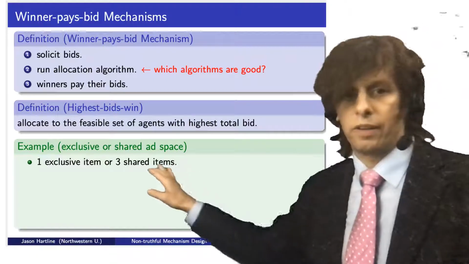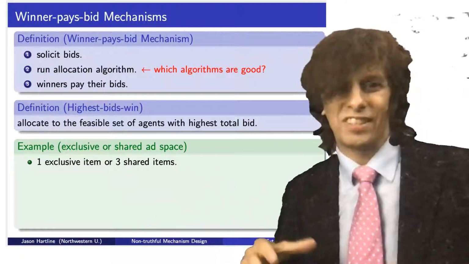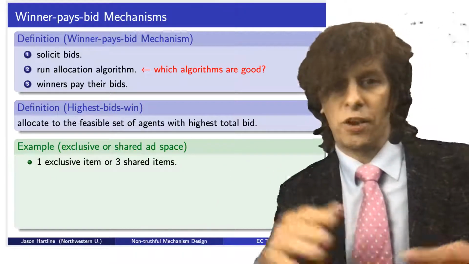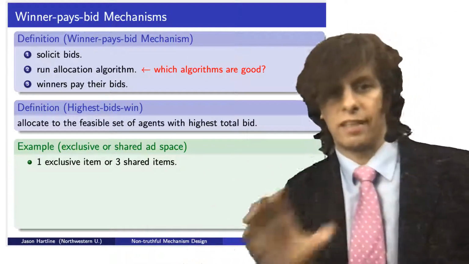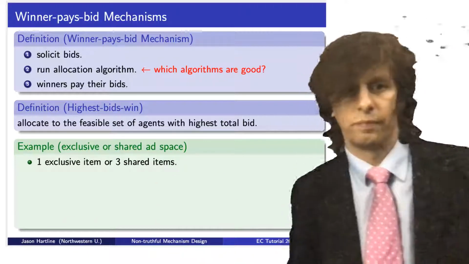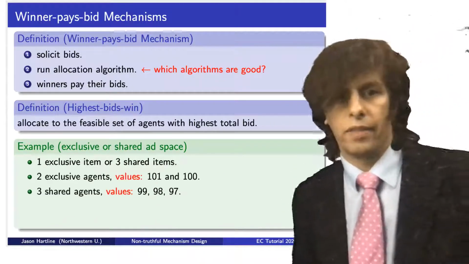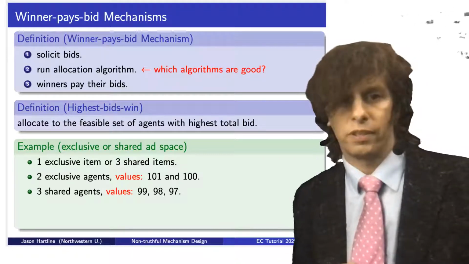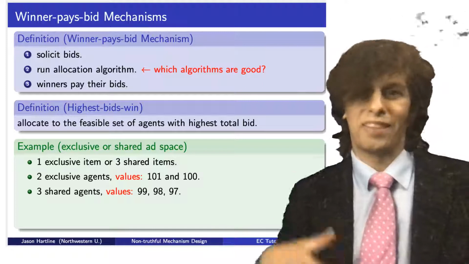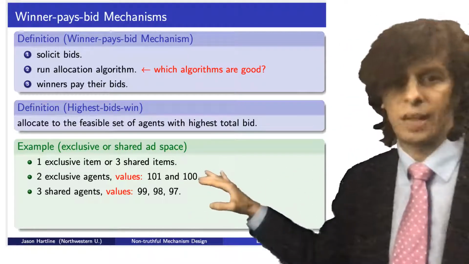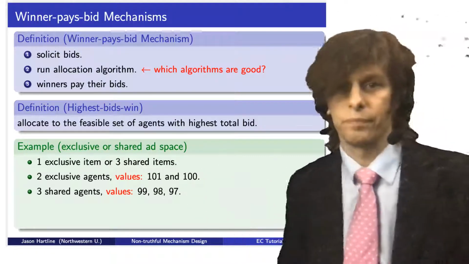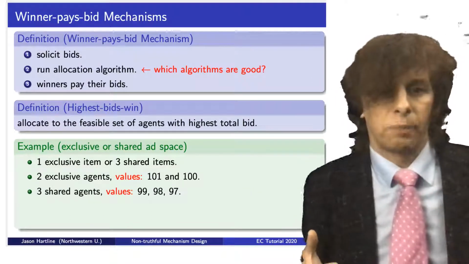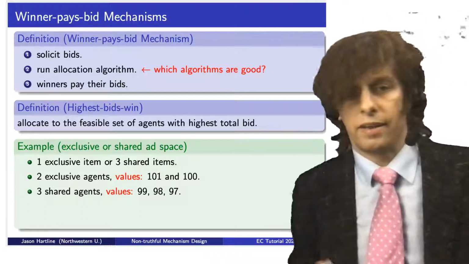Let's suppose that we could sell this ad space either to one advertiser or split it up and have it shared amongst three advertisers, which will have three ads that are a third the size. Then let's imagine we have some agents who have values for this ad space. Imagine we have two agents who want the ad exclusively, and their values are the same as before, 101 and 100. And then imagine we have three agents who are happy to share the space, and their values are 99, 98, and 97.